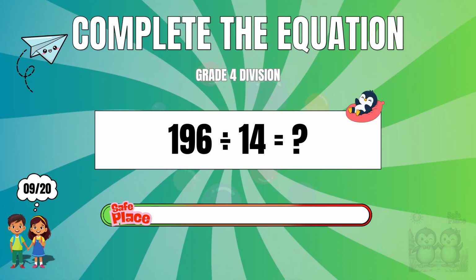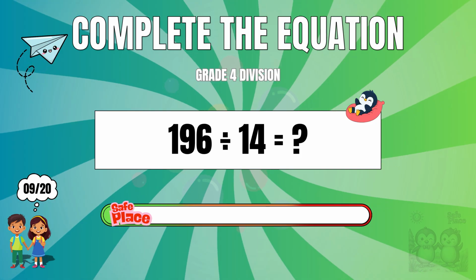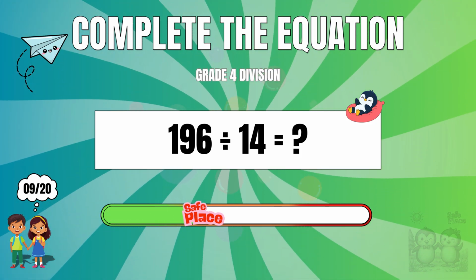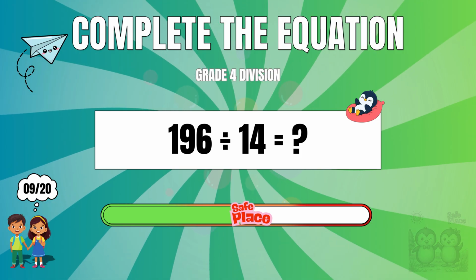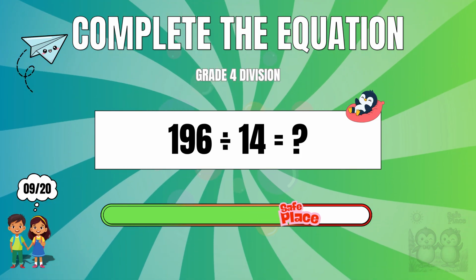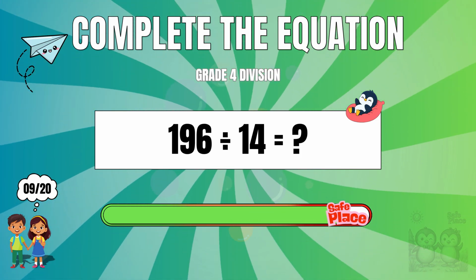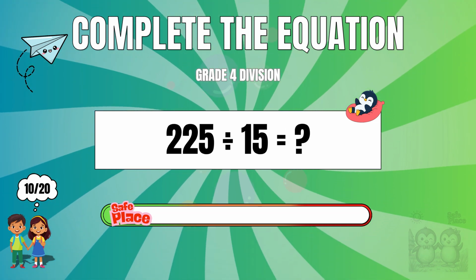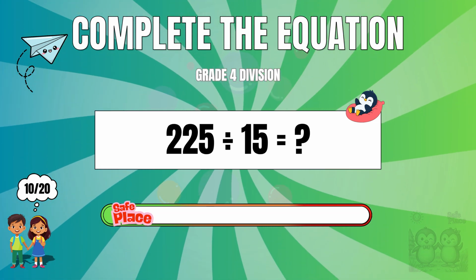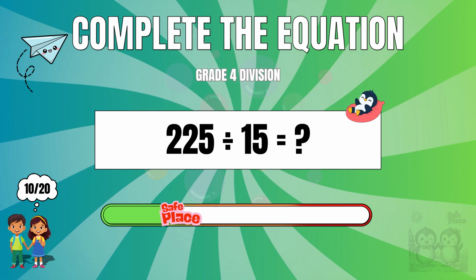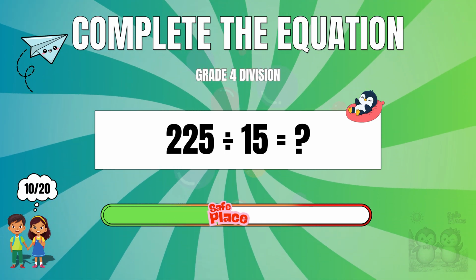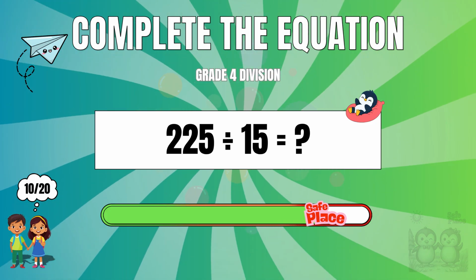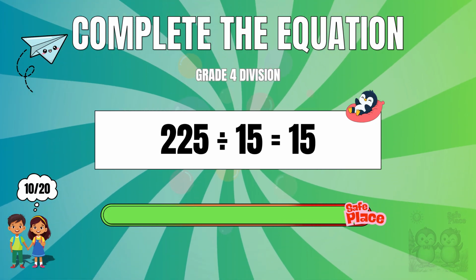Now a bit trickier. 196 divided by 14. Three, 2, 1. Correct, 14. What is 225 divided by 15? Three, 2, 1. Good job, it's 15.